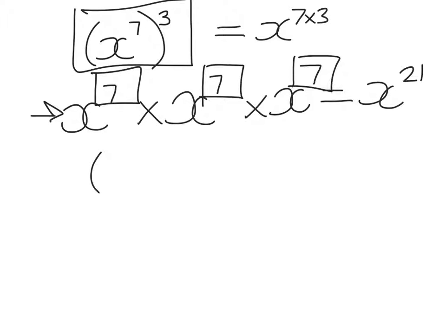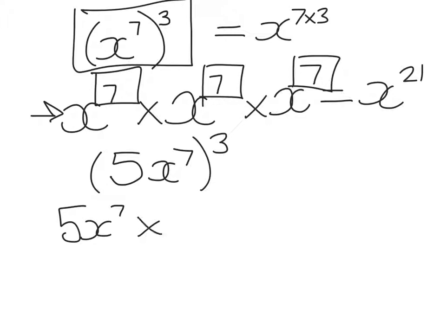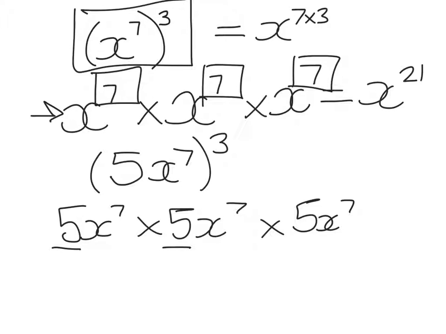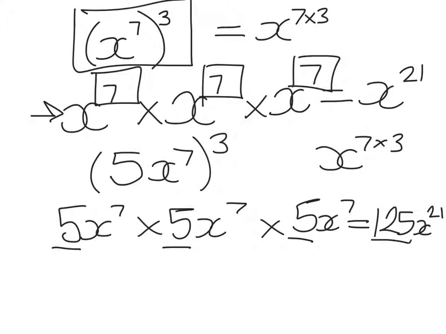Does that always work? Let's say we were looking at 5 lots of x to the 7 cubed. What does that mean? It means 5x to the 7 times 5x to the 7 times 5x to the 7. If we look at the coefficients, we've got 5 multiplied by 5, 25, multiplied by 5 is 125, x to the power of 21. So we can do the x's in the same way. We can do 7 times 3, that's fine. But what about this 125? Where did that come from?